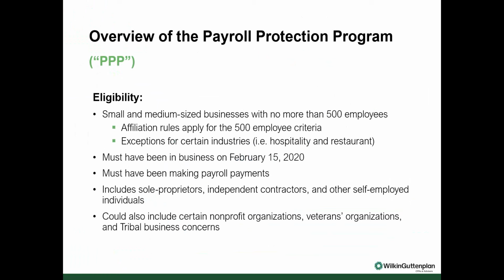And the business must have been in business on February 15th, 2020. The business must have been making payroll payments. And the law allows for sole proprietors and independent contractors and other self-employed individuals to also apply for P3 loans. We'll talk about this a little bit more in a bit, but there's a lot of confusion about sole proprietors, independent contractors, and other self-employed individuals. But what is absolutely clear in the guidance now is that these businesses can also apply for and obtain P3 loans. And then to the extent you're a nonprofit or any of these other organizations that are listed, you can also qualify for a P3 loan.